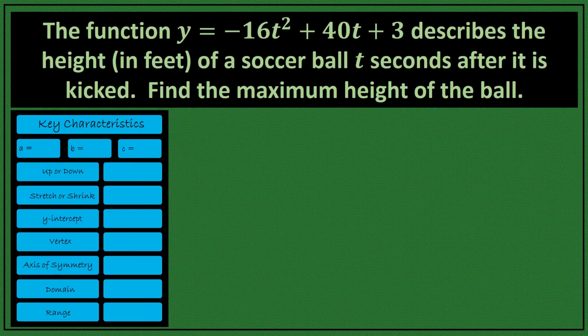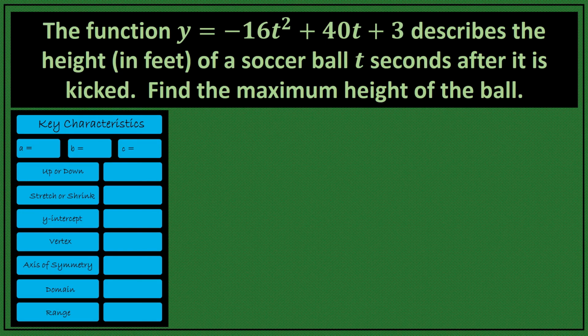And our final problem, the function y equals negative 16t squared plus 40t plus 3 describes the height in feet of a soccer ball t seconds after it is kicked. Find the maximum height of the ball. Well, I'm going to give you a hint, and then I'm going to ask you some questions at the end of the video after you figure out the problem.